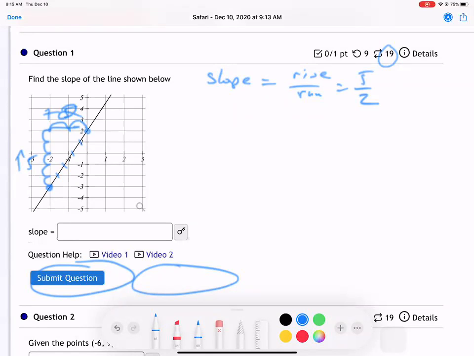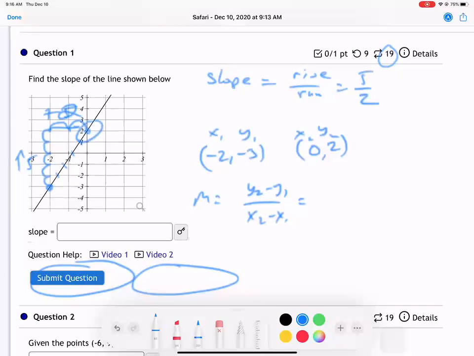This point down here is -2, -3. And this point up here is 0, 2. If I use my slope formula, m is equal to y2 minus y1 over x2 minus x1, we just plug in our x's and y's. We'll call this y1 and y2. 2 minus -3 over 0 minus -2.